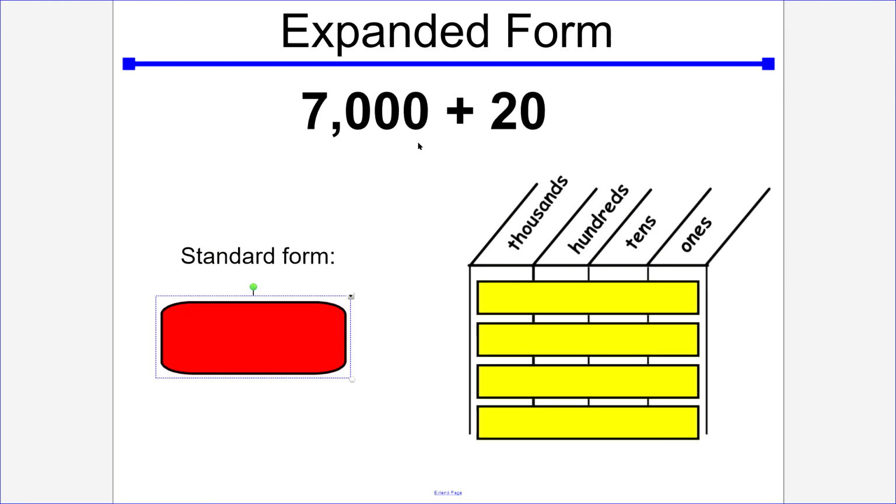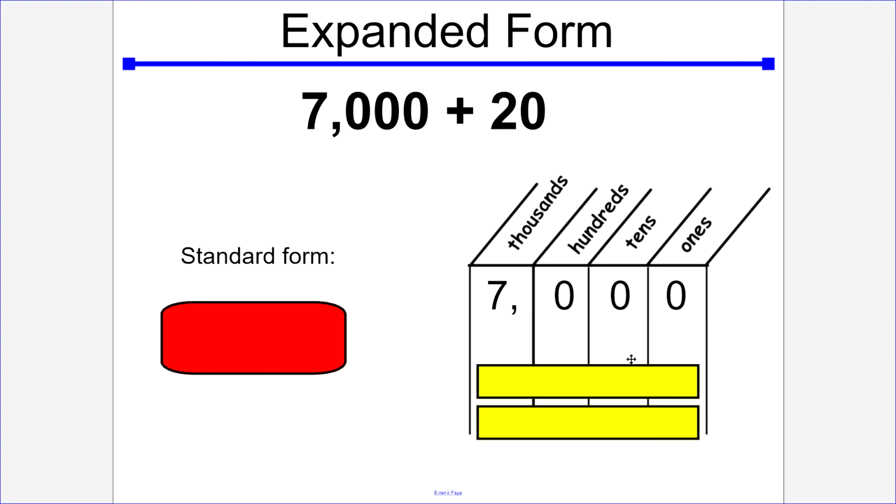Let's look at another example together. Here's the number 7,000 plus 20 written in expanded form. Let's go ahead and use our place value chart to help us organize our information. Let's start with the thousands. What's the value of the thousands in this number? There are 7 thousands. Now I'll think about my hundreds. I see that there are no hundreds in this number. Now I'll think about my tens. I see that there are 2 tens, or 20, in this number. And now I'll think about my ones. I see that there are no ones.